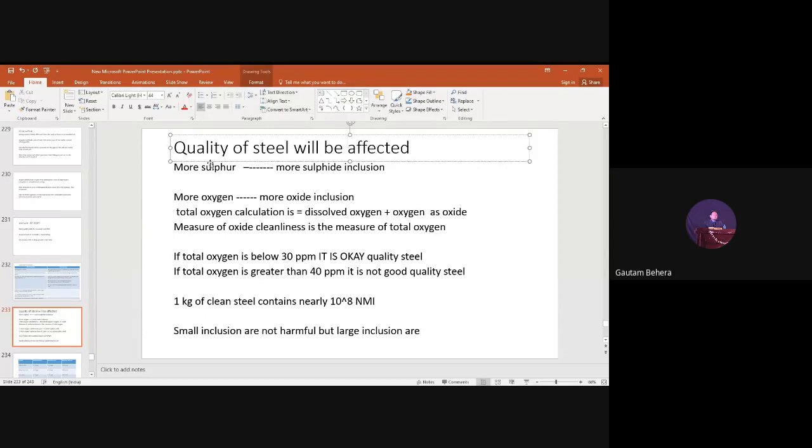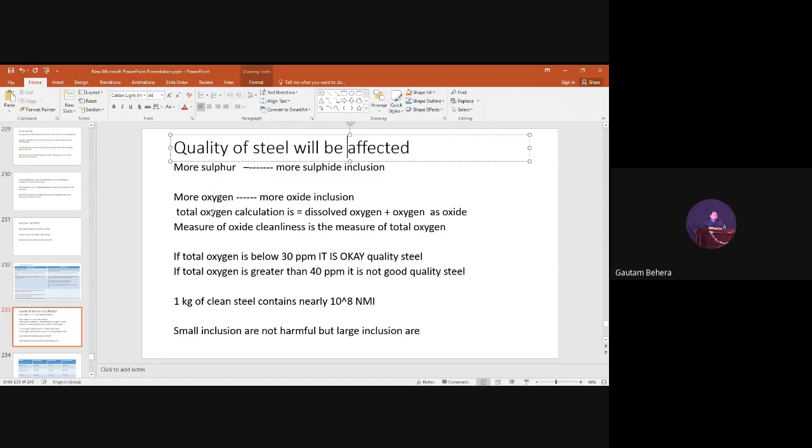That means if we have more sulfur in our steel, then we try to remove it. So we have to add more manganese to control the sulfur level, right? So manganese sulfide will form and manganese sulfide will remain as inclusion, right? We could try to remove the manganese sulfides, but some manganese sulfide will still be there. So more sulfur, more sulfide inclusions.